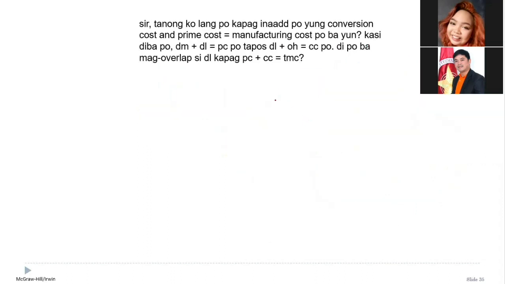Sir, tanong ko lang po, kapag inadd po yung conversion cost and prime cost, equals manufacturing cost ba yun? Parang hindi, no? Sobra may naulit. Ayan pala, nag-lecture na siya, very good. Ang prime cost daw ay DM at saka DL. And then, ang conversion cost ay DL at saka OH. Tama naman po yan. Kaya pag inadd mo yung prime cost at conversion cost, hindi po total manufacturing cost ang lalabas. Sobra-sobra po yan dahil nakadoble si direct labor.